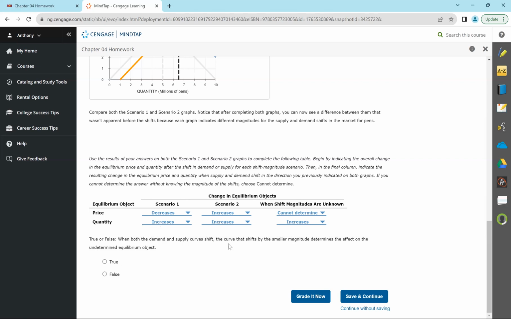Both demand, the curve that shifts by the smaller magnitude. Okay, so the correct answer is the curve that shifts by the larger magnitude determines the effect on this. So if it was larger, it would be true. Since it's smaller, it would be false. Like that.